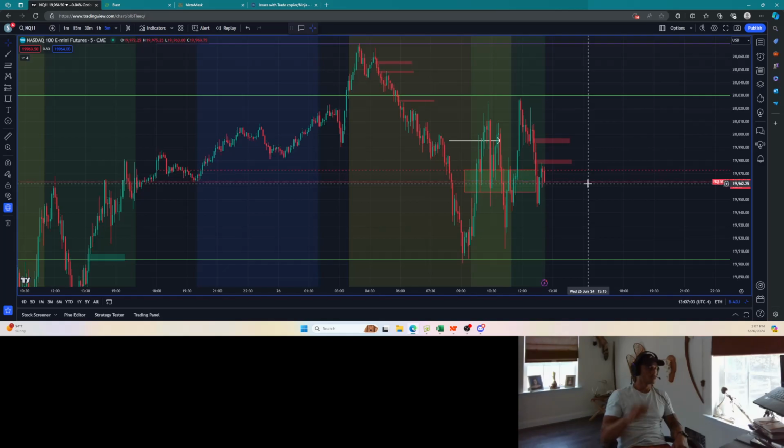Do you size the same in the afternoon as you do in the morning? Yeah, my size is pretty much always the same. I start with 2 or 3, and then I'll add 2.